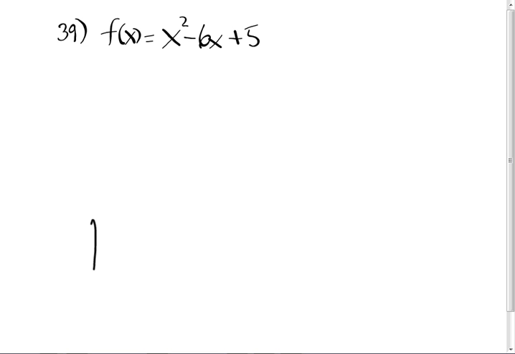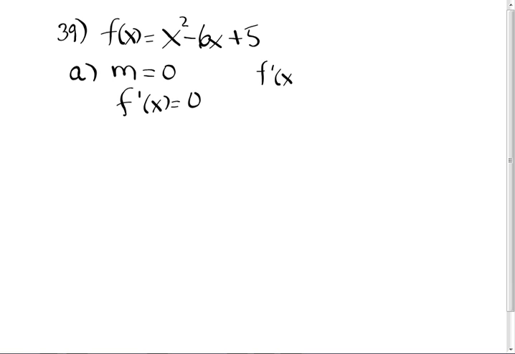It says, for A, find the values of x for which the slope is 0. F of x. This is part A. Well, what's the slope? What's f prime of x? 2x minus 6. I'm not finding the slope when x is 0. I want to know the x values when the slope is 0. So 2x minus 6 is equal to 0. This is where you would get your point on the exam.